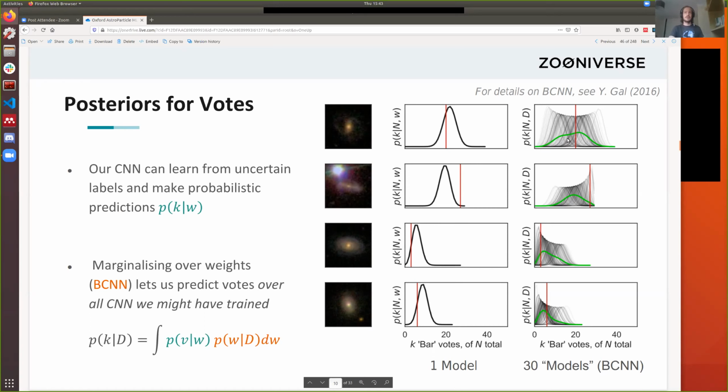We can then marginalize over those to get our net posterior, if you like. And that posterior can now be any shape. We're not restricted to the binomial distribution shape. And it turns out to be much better calibrated than if you just do a single forward pass probabilistic style.